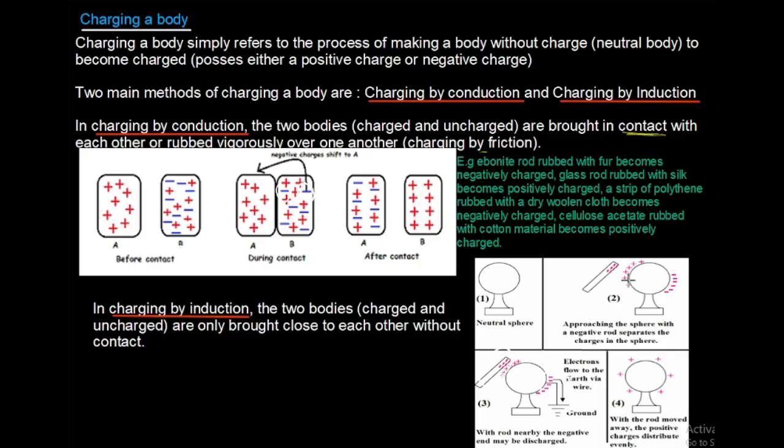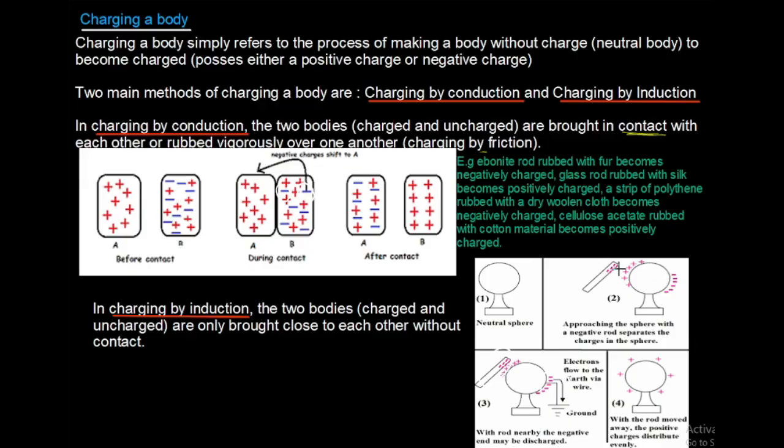So as we bring them close to each other, the negative charges here will attract the positive charges and repel the negative charges. So that's why you see that the positive charges will now come and align themselves in front, and then the negative charges will go to the back here. All right, so we have a negatively charged body attracting the positively charged particles and repelling the negatively charged particles.